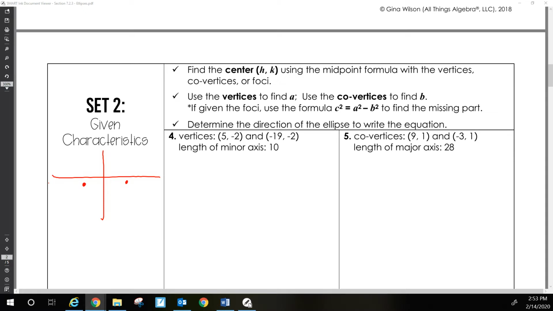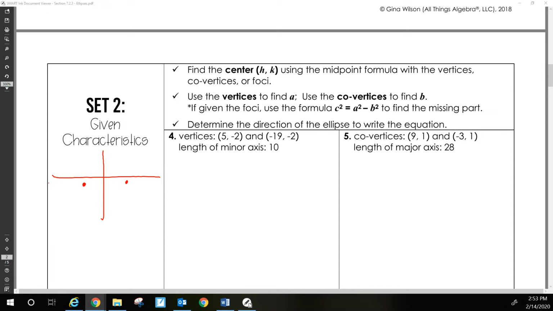Center is very important. We got to know that in order to write the equation. We also need to know our a squared and our b squared. We can use the vertices to find a. We can use the co-vertices to find b. If we know the foci, we can use that and the formula to find a missing part that we don't have yet. And then we also need to figure out the direction of the ellipse so that when we write it down, we know how to write our equation.